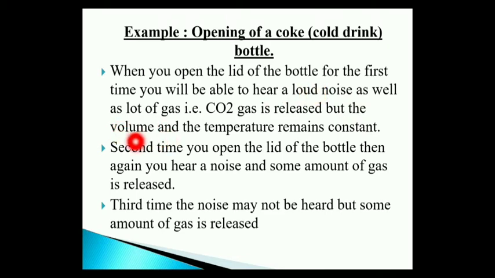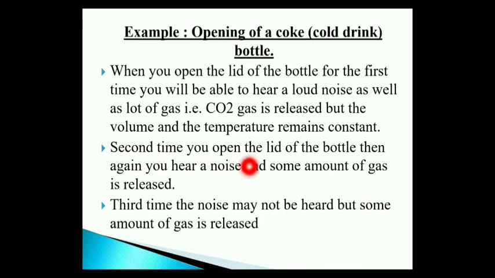But the temperature and the volume remain constant, right? Only pressure changes and the carbon dioxide gas is being released from the bottle. The volume and the temperature remain constant. Now the second time when you are opening the lid of the bottle, you hear a noise again, and some amount of gas is released. Compared to the first time, the amount of gas released the second time is comparatively less.